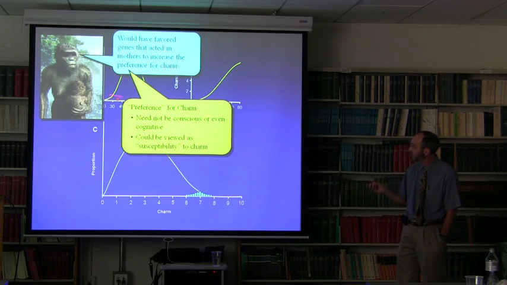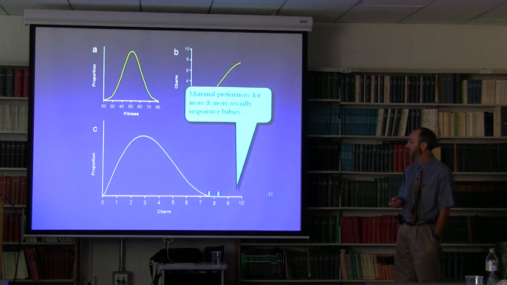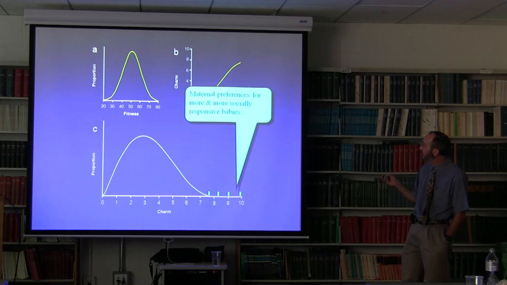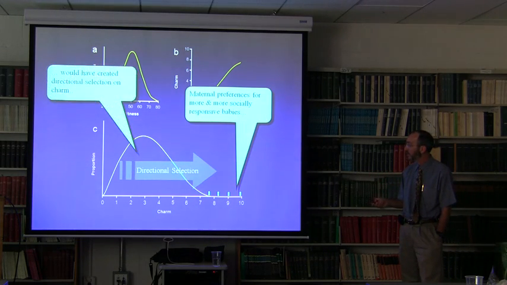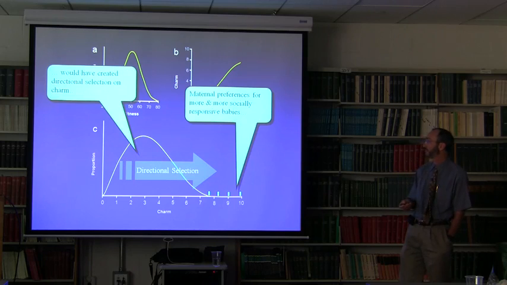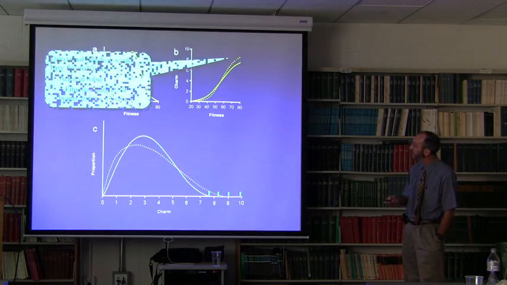By the way, this preference for charm need not be conscious or even cognitive, and it could be viewed as susceptibility to charm rather than preference. It makes no difference to the model. But the maternal preferences for more and more socially responsive babies would produce directional selection on charm. And this would have favored genes that can do this.